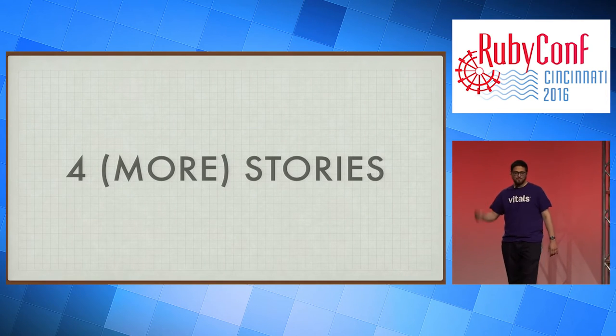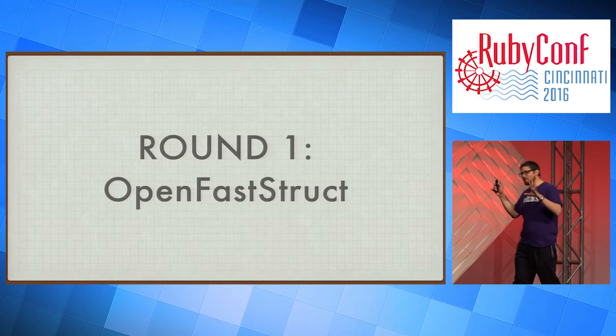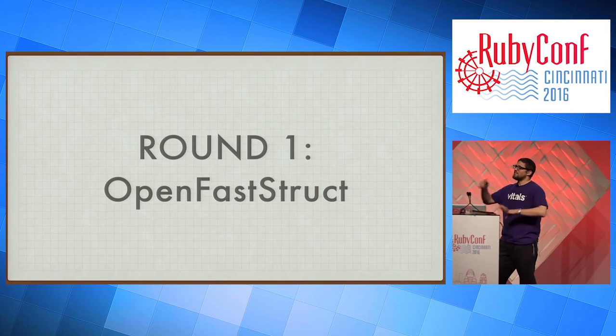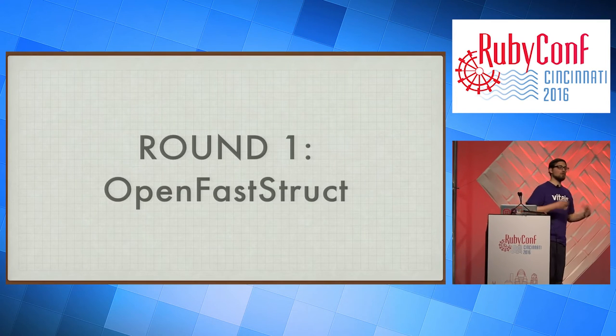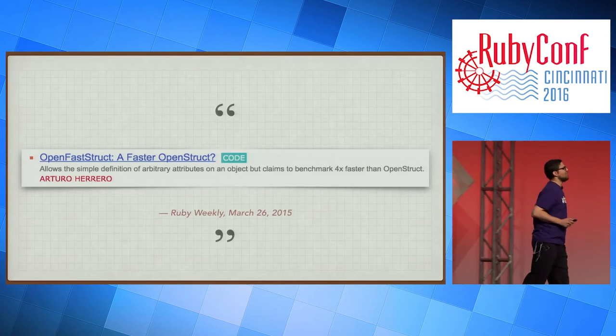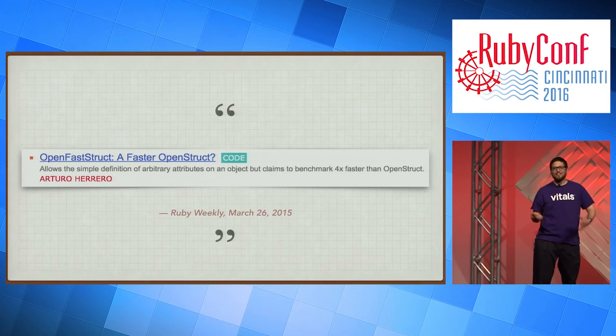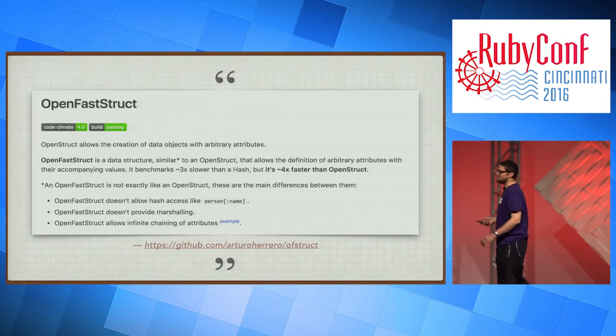So let's get to it. Round one is OpenFastStruct. I still remember opening up my Ruby Weekly email. This was around the time we were having these issues, and I was trying to figure out what we're going to do about OpenStruct. And I saw this, OpenFastStruct, a faster OpenStruct. And that was really exciting. Like, that looks really cool. Let's follow the link, check it out.